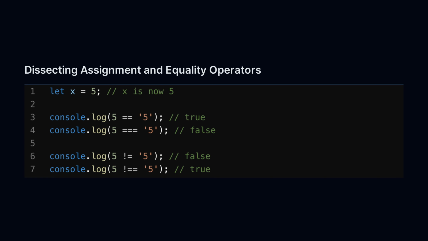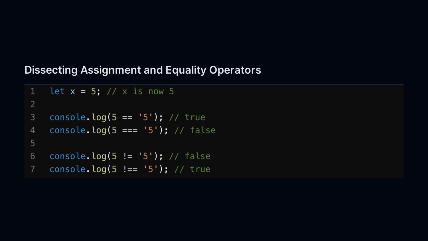This distinction can be best illustrated by comparing a number and a string. Number 5 double equals string 5 in JavaScript returns true as it only compares the value. Contrarily, number 5 triple equals string 5 returns false as it checks equality in both value and type. And in this case, one is a number and the other one is a string.